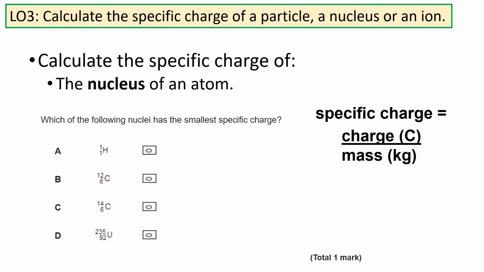Here's a question for you to have a go at yourself. Which of these nuclei has the smallest specific charge? Is it hydrogen, carbon-12, carbon-14, or uranium-235? Pause the video and have a go yourself. The answer is D. The keen amongst you may have also realized it's sufficient to take the ratio of the proton number to the nucleon number to answer this question.